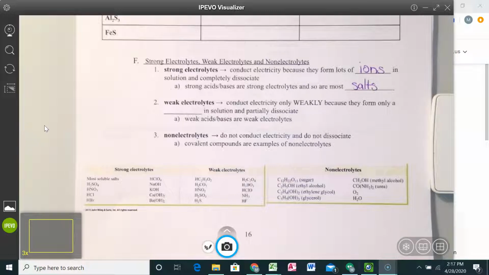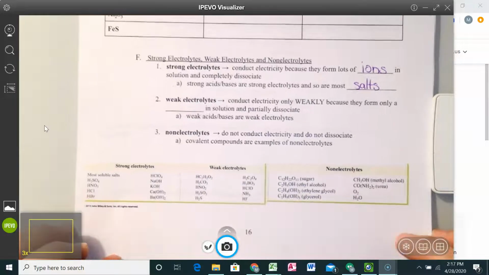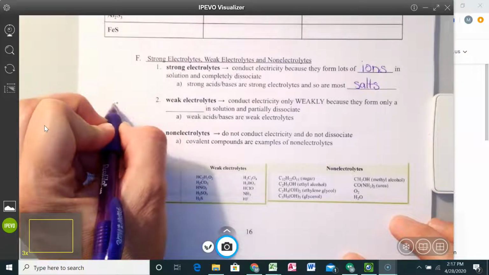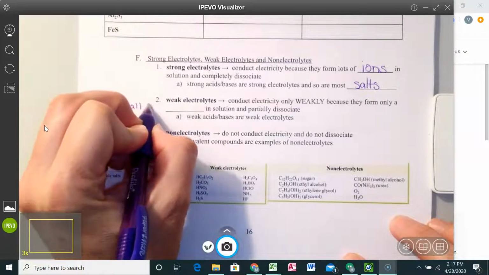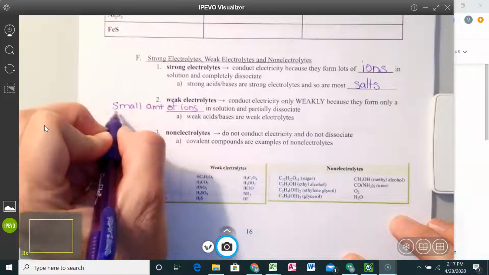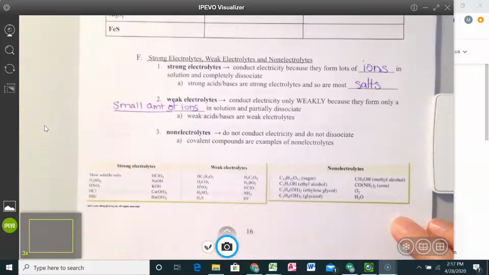Weak electrolytes, these are going to conduct electricity only weakly, so partially, just like what we saw at the demo, because they form only a small amount of ions in solution, and they partially dissociate. So weak acids and bases would be considered weak electrolytes.